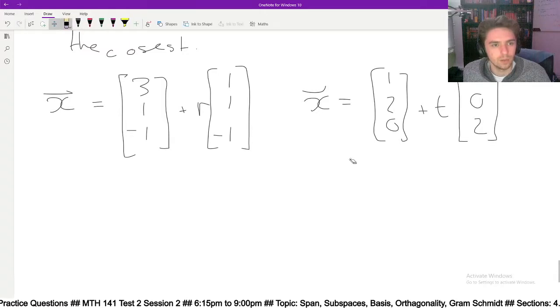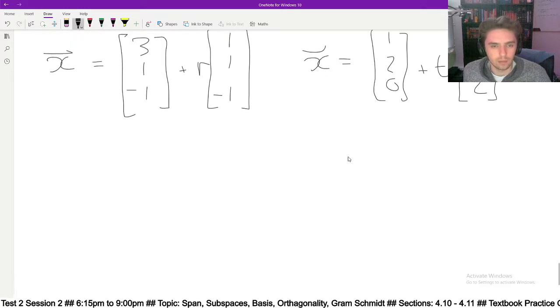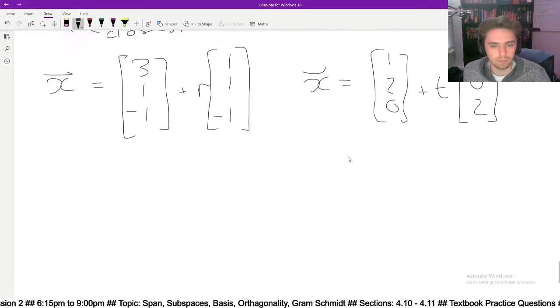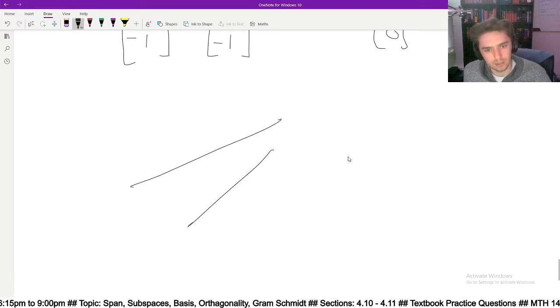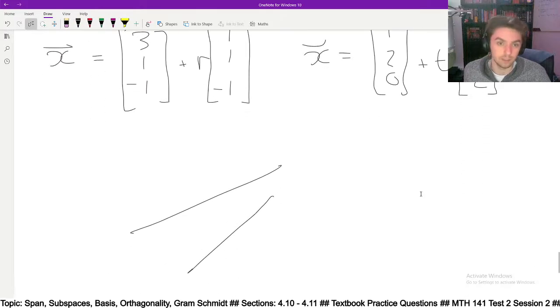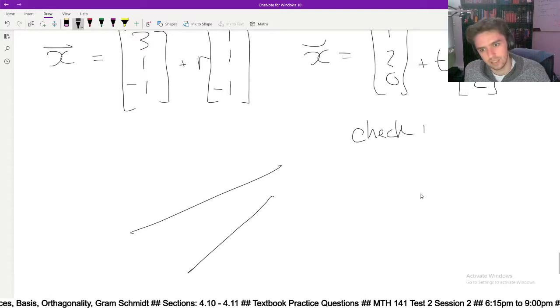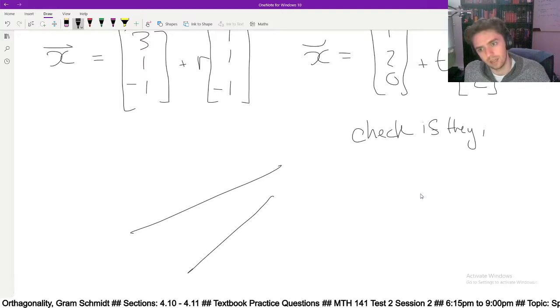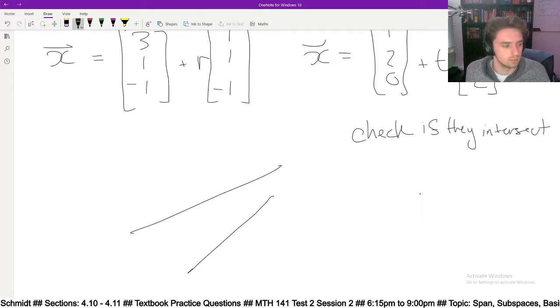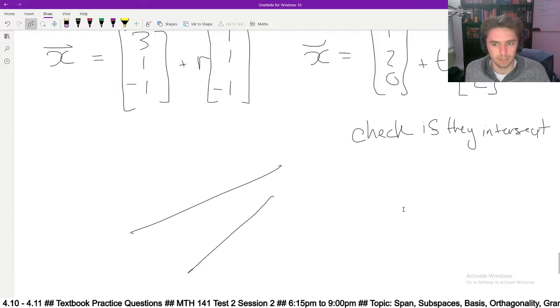So the thing that didn't quite make sense to me when I first approached this problem is that we have two non-parallel lines, okay? We don't know, these might intersect somewhere. So let's check if they intersect. Because if they intersect, then of course that's the closest point between them. Can't be closer than that, right? So that's what I would do first.